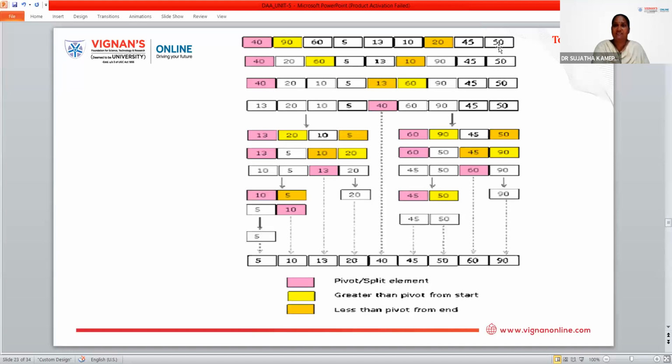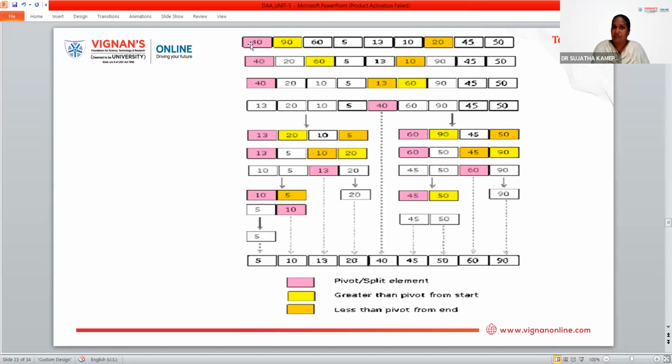Some small mistake is there. Let us assume that it is correct. So here we are finding the element which is less than the pivot. Here you can observe that 50 is greater than the pivot. Pivot is 40, and 45 is greater than the pivot, and 20 is less than the pivot.